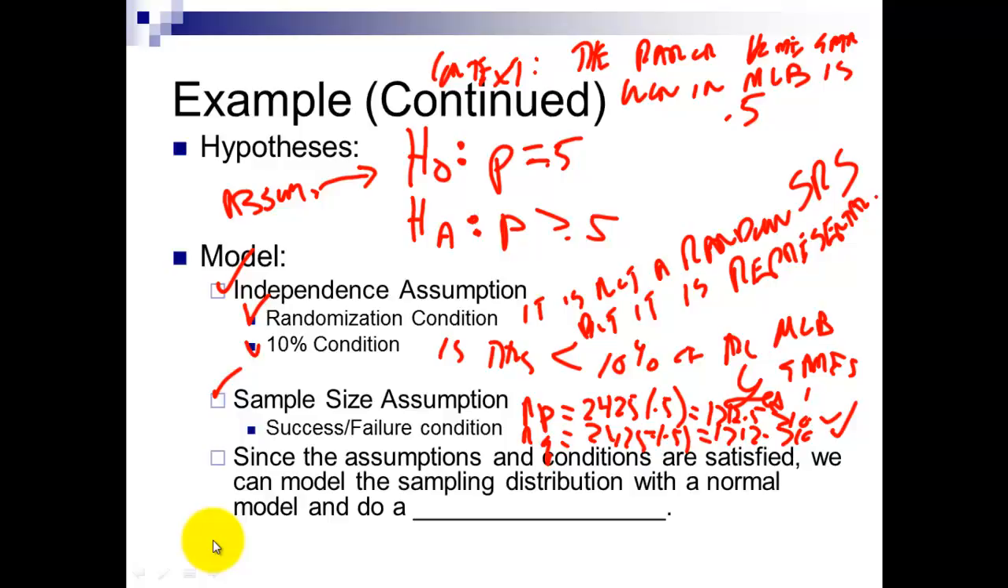Since the condition is satisfied, we can model the sampling distribution with a normal model and do... gotta name the test. That's too general, too big a brush. Narrow it down. First of all, how many samples were done? One. So one-proportion z-test.